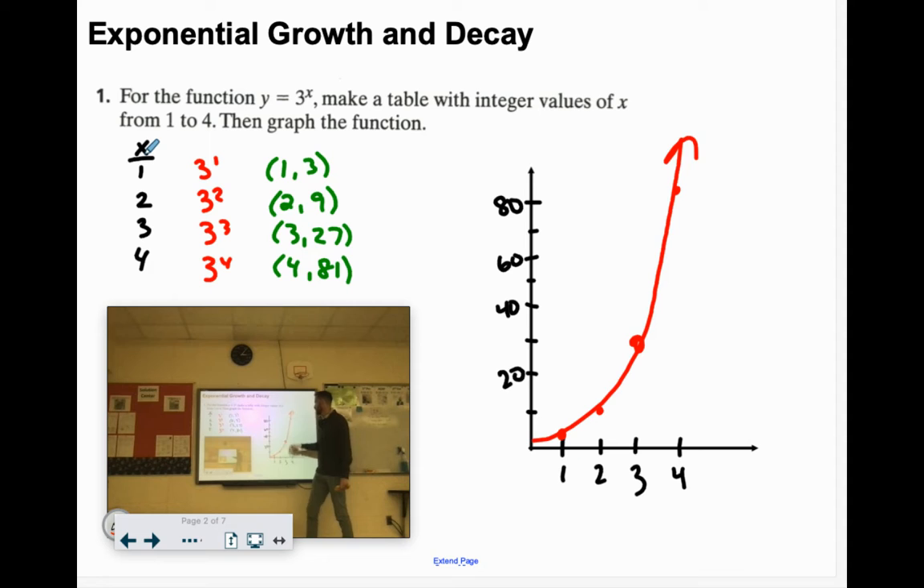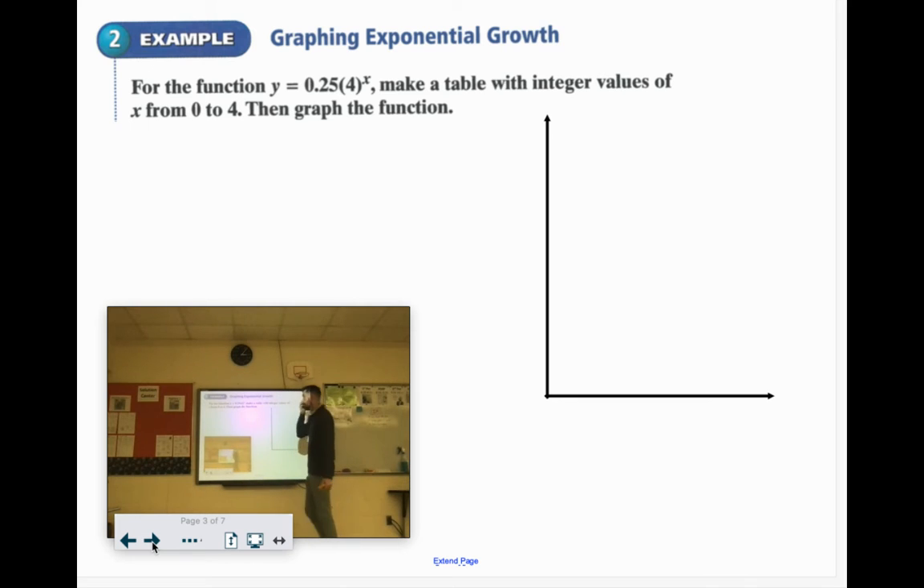We'll pretend like I actually hit that dot. So hopefully you did well. Let's try another one. Now again, you'll see the 0.25, but that's not the number with the exponent. The 4 has the exponent, so it's still going to show exponential growth.